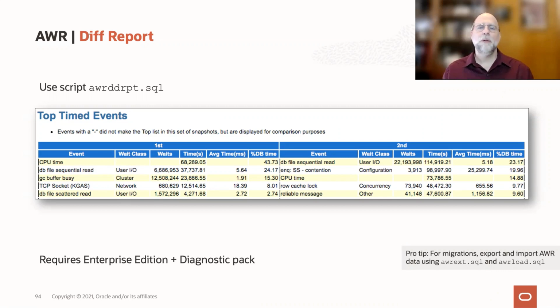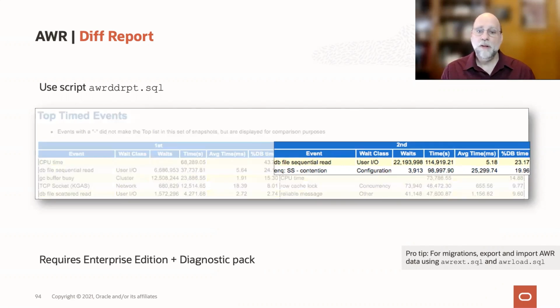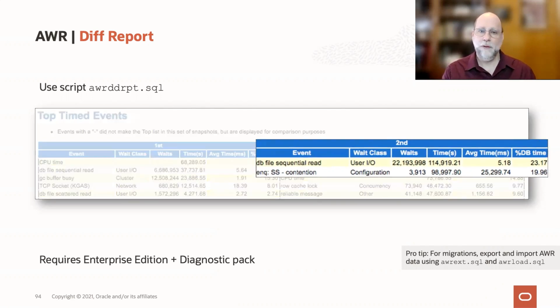Now, normally we're thinking, I got it, it's got to be that optimizer. It's always the optimizer's fault, right? Well, not so fast, because in this case, when we compare the first, which was the UAT case, and the second, which is the production hardware case where performance isn't good, you'll notice that this wait event is showing up, enq: SS contention.